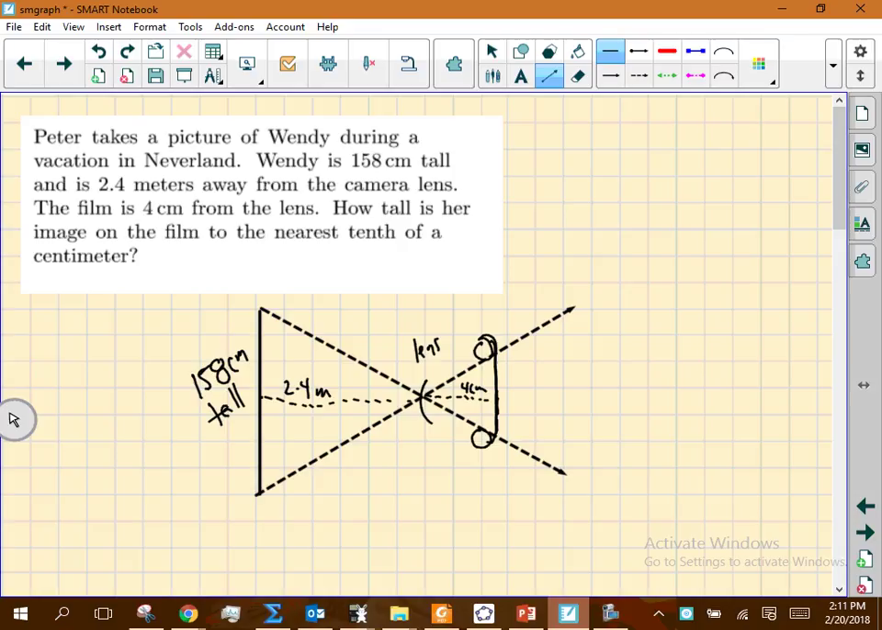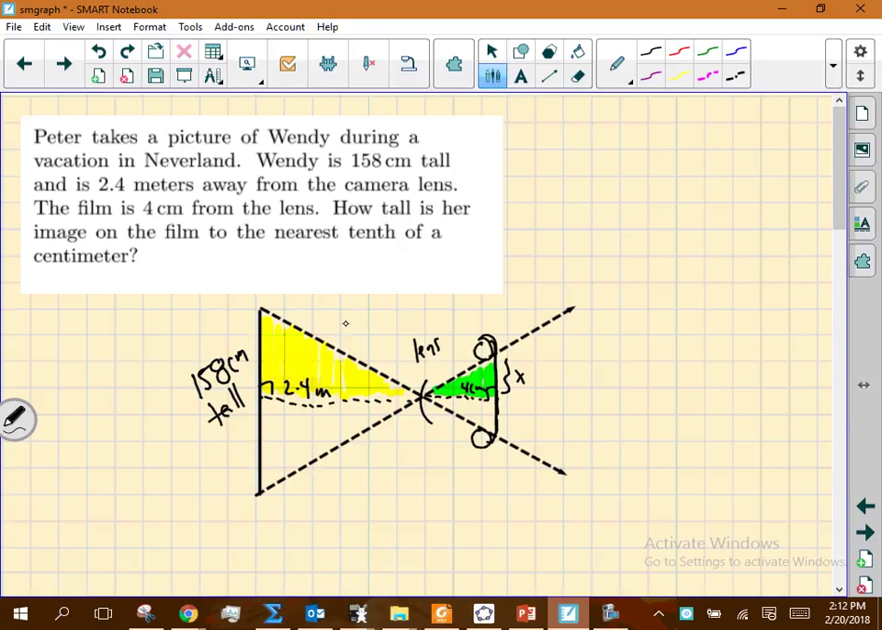Okay. Now looking at this, I'm going to highlight the right triangles that are created here. We've got this right triangle and that right triangle. Would you agree with that? Because distance has to be measured from a point perpendicular to a side, or to a segment. They want to know how tall this girl is on the film, so maybe that distance right there.